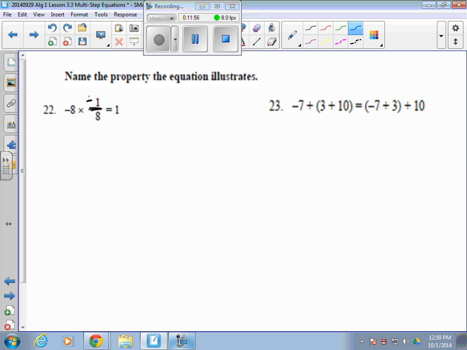Number 22 says name the property shown. Negative 8 times negative 1 over 8. So multiplying by the reciprocal, remember, is the same thing as dividing. So the inverse operation of multiplying by negative 8 is dividing. Therefore, this is the inverse property.